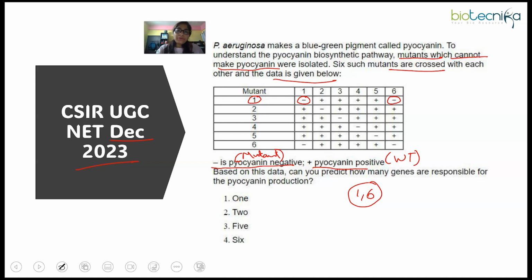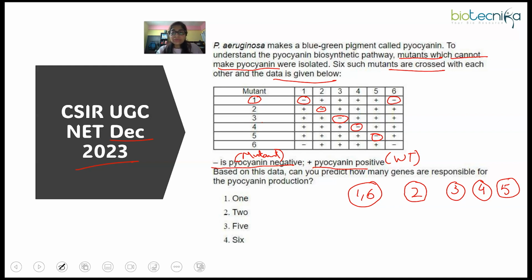Now moving on with 2. Now 2 is not complementing only itself. It is complementing all others. That means mutation 2 is in a separate group compared to all other mutants. Same with mutant 3 and with mutant 4. They are not complementing only themselves. And with mutant 5, they are complementing all other mutations. Whatever mutations they are complementing means they are different from them, and so they are all in separate genes.